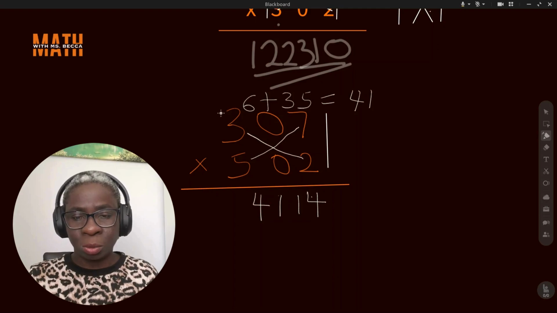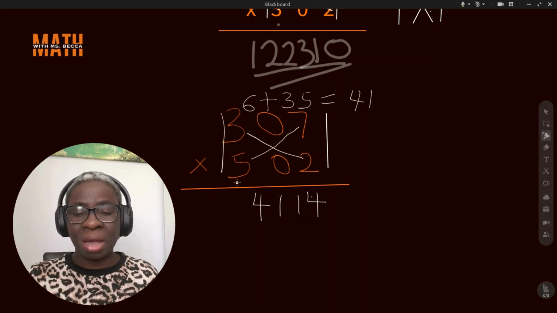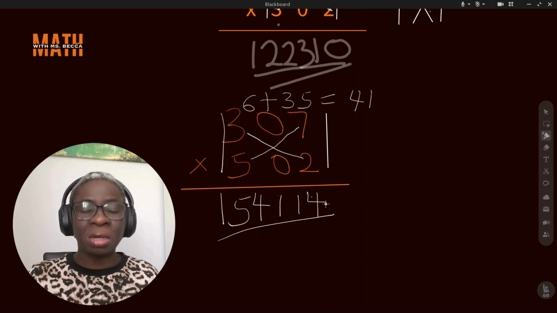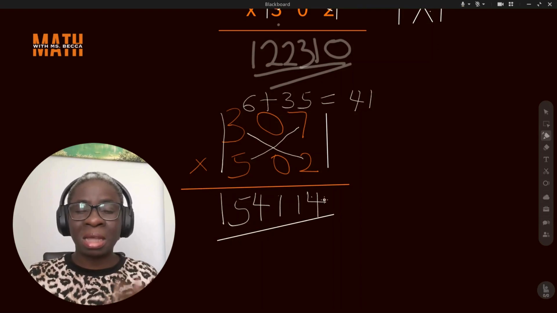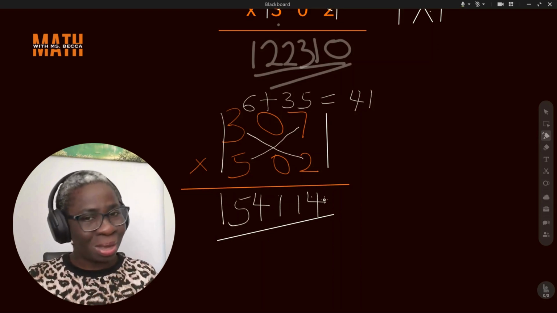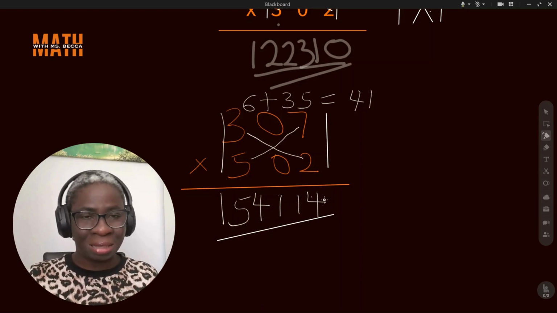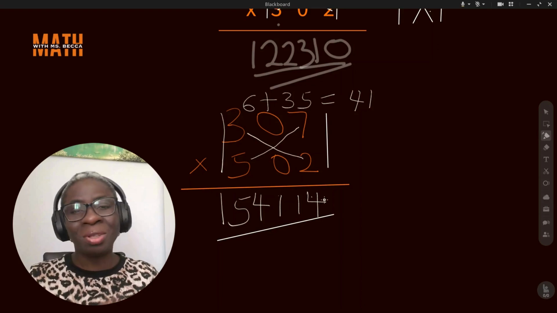Then we now do this 1. 3 times 5, that's 15. So if you press your calculator now, 307 times 502, it will give 154114. You can press your calculator and try it for other examples and let me know if it works in the comments.